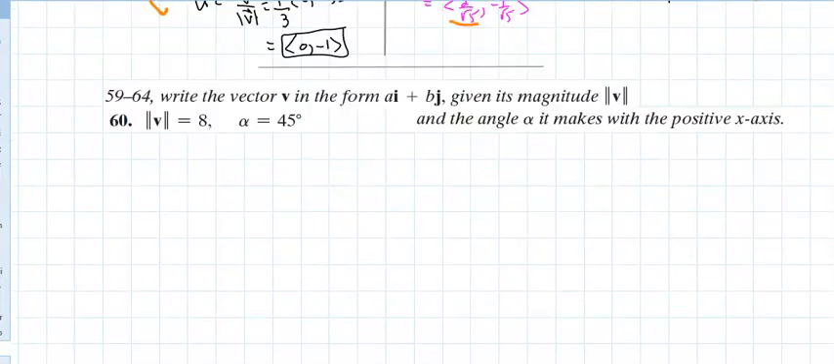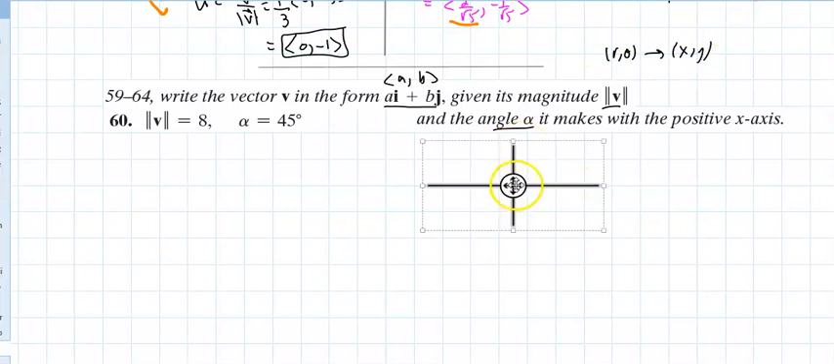The next problem, number 59 through 64, it says, write the vector in the form AB, given the magnitude and the angle. So if they gave me R and theta, can I find X and Y? Well, yeah, of course. You could graph it. You don't have to. But I'm graphing that just so you could see it.